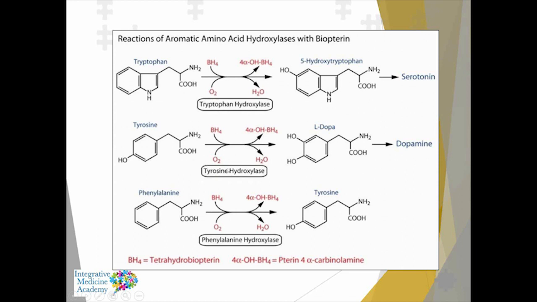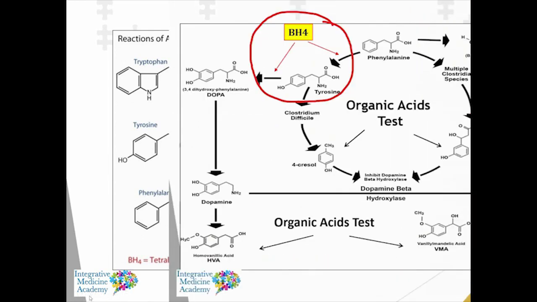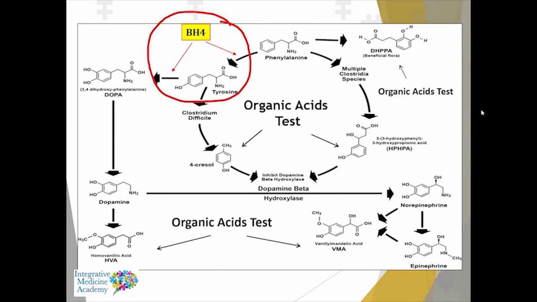We'll come back to that a little bit later. Tyrosine is converted to L-DOPA through tyrosine hydroxylase. Phenylalanine is converted to tyrosine through phenylalanine hydroxylase. All three of these use BH4. So in the discussion of dopamine, for example, we've got BH4 up here. That's what helps convert phenylalanine to tyrosine, and then tyrosine to L-DOPA, and then dopamine.